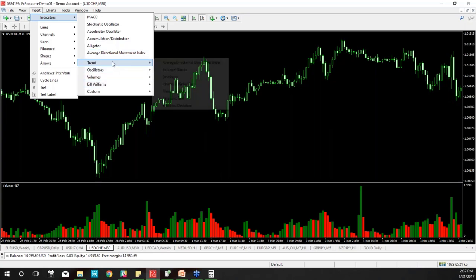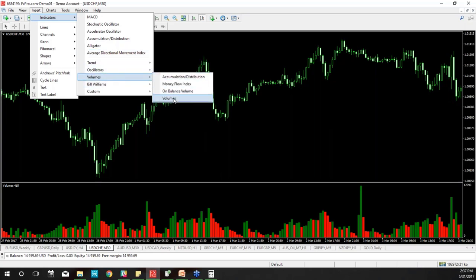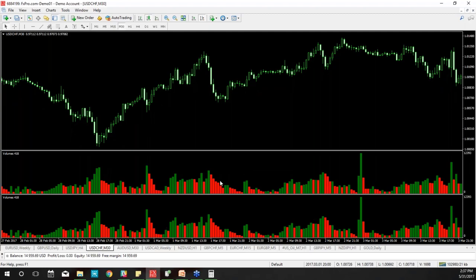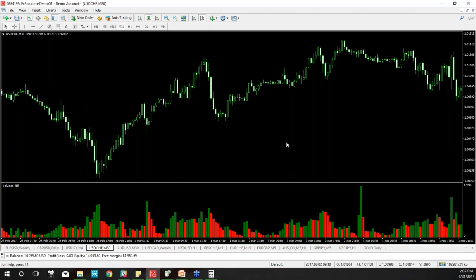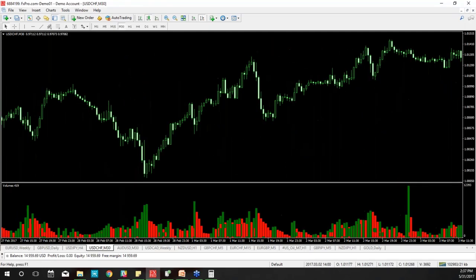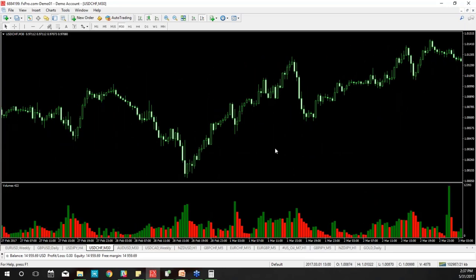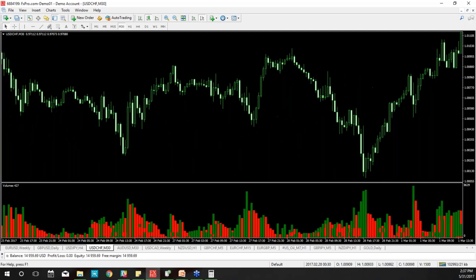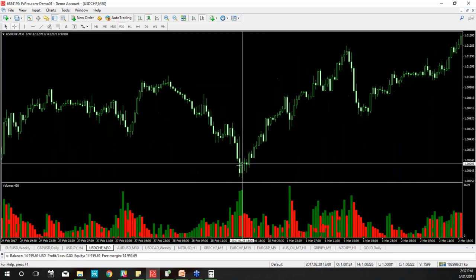Then you choose what type of indicators you want. Go to volume, volume. Here it is. Now I have a couple, but I don't need a couple. I need only one. And now you have the trading volume, and you see at what time the trading volume of a currency pair is higher.